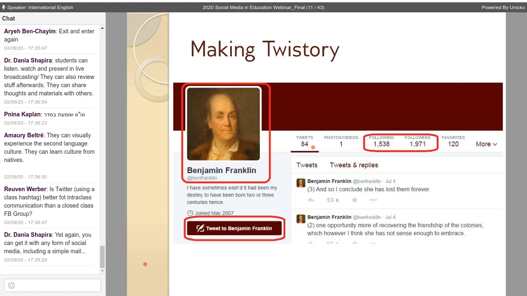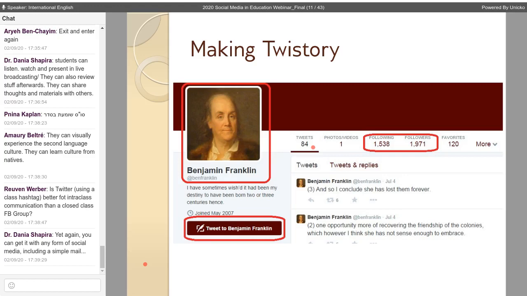And then students send a tweet to Benjamin Franklin. So they can follow Benjamin Franklin on Twitter or any other historical figure. They can also follow Donald Trump on Twitter, and he will get back to them right away. I mean, he's on Twitter all the time. So they can follow Benjamin Franklin or Donald Trump. They can send their tweets or questions to President Franklin, who will answer the question, usually within 24 hours.